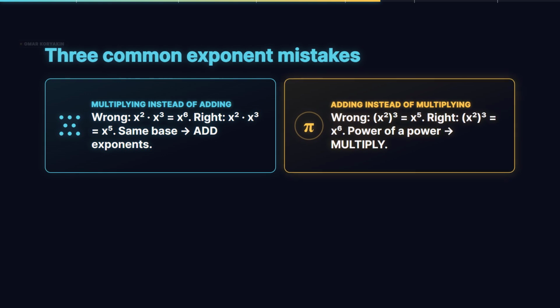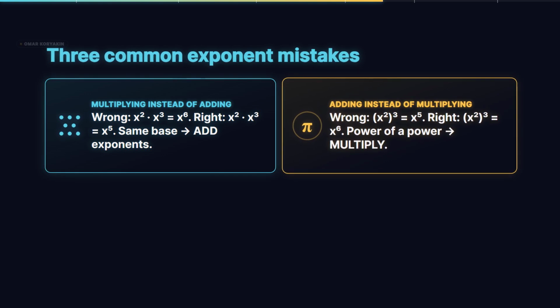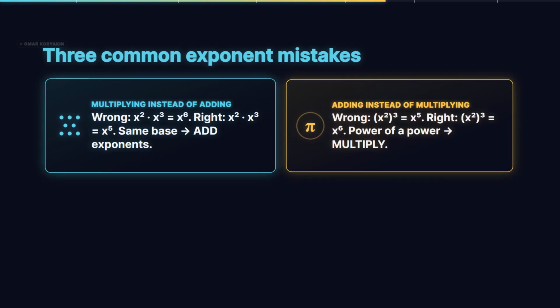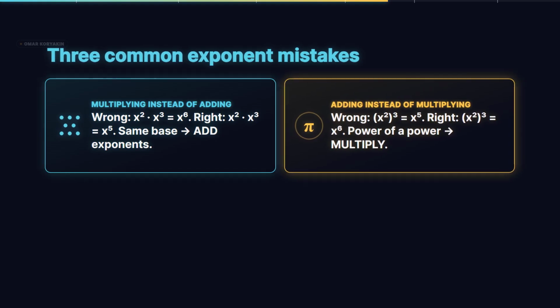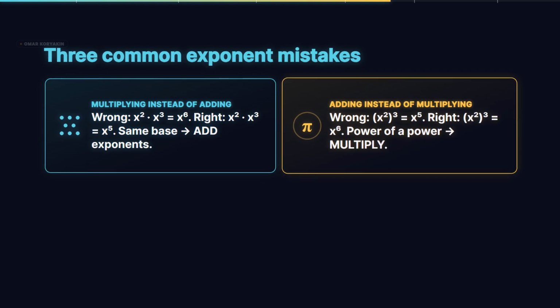Second mistake. A student adds the exponents when they should be multiplying. They write x squared all cubed equals x to the fifth because 2 plus 3 is 5. That answer is wrong. The power of power rule says multiply the exponents when one power is raised to another. So the correct answer is x to the sixth because 2 times 3 is 6.